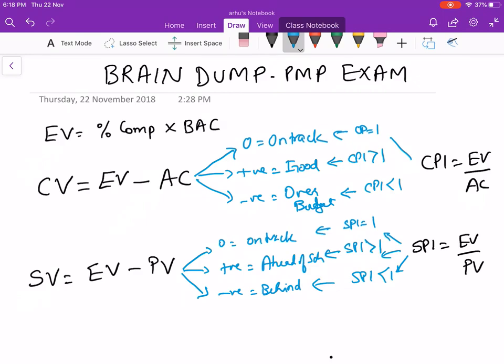Some hints over here for you all. Earned value always comes first. EV is first, and it's on the numerator. So earned value is on the numerator and it's the first term. In variance, you always have a minus sign, and in an index you always have a division sign. Remember these terms. For schedule variance, it's always earned value minus the planned value. In cost variance, it's earned value minus the actual cost. So that's easy to remember.